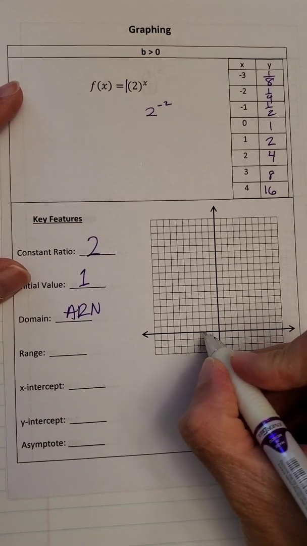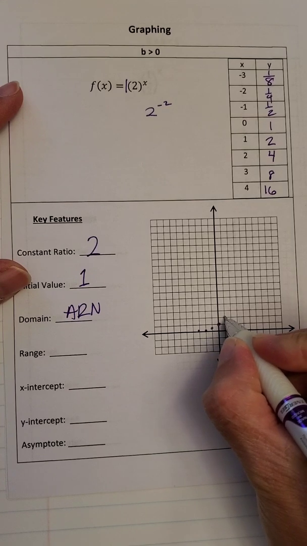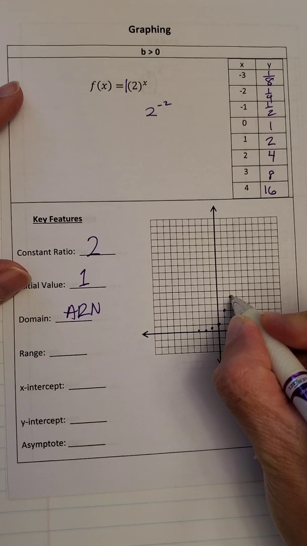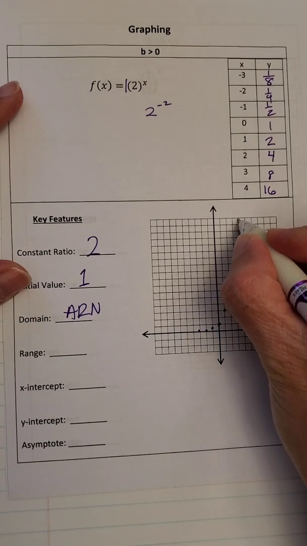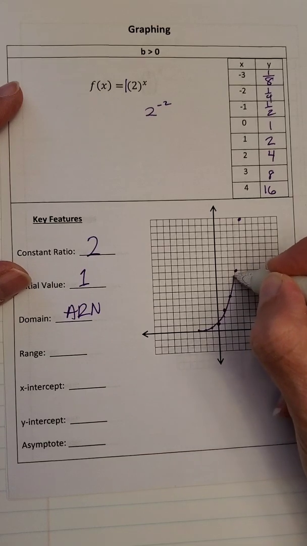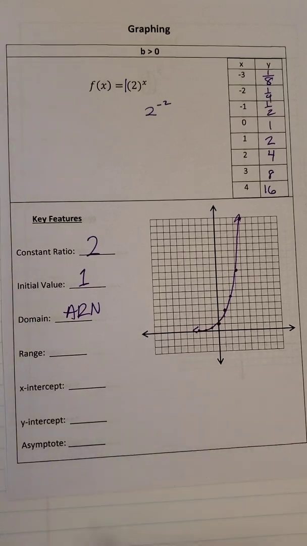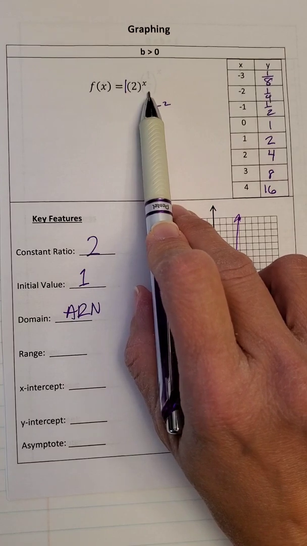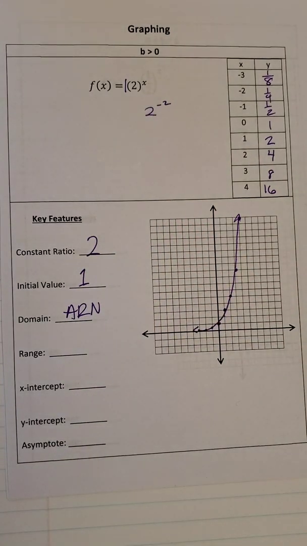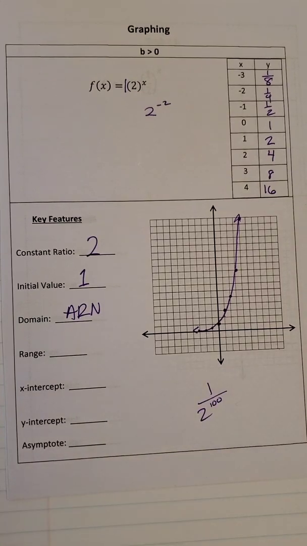If I graph it, I'm going to go -3, 1/8; -2, 1/4; then 1/2, 1, 2, 4, and up to 16, way at the top. Okay, so here is my graph. It's going to hug the x-axis. It's never going to go beyond it, because no matter if I put -100 in for x, it's still going to be 1 over 2 to the 100th power. That's going to be a really small number, but it's not going to be 0. That's where we get our asymptote.